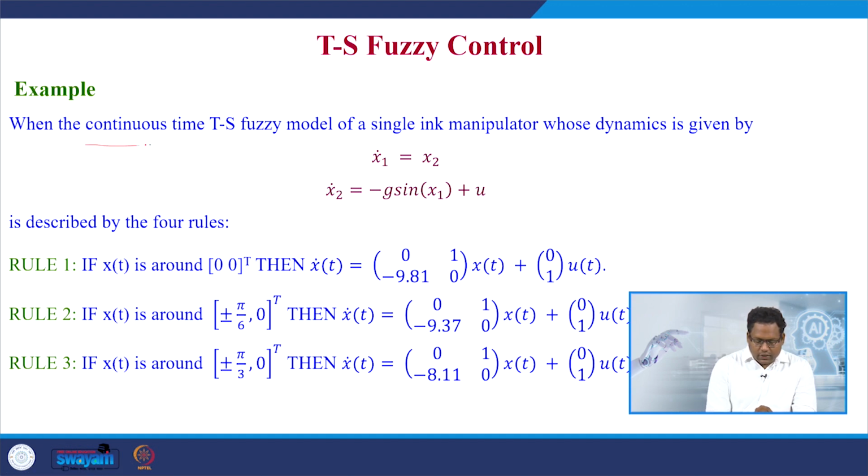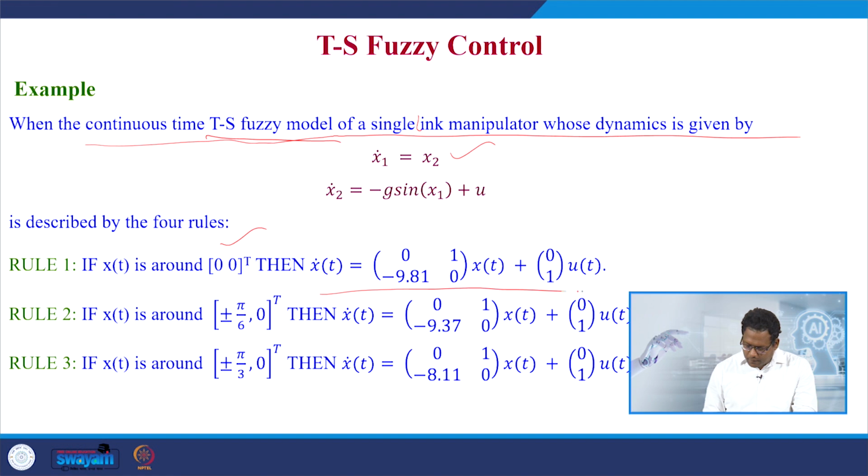that when the continuous TS fuzzy model of a single link manipulator whose dynamic model is given by x1 dot equal to x2 and x2 dot equal to minus g sin of x1 plus u is described by the 4 equations or 4 rules, because the 4 rules are the building block of a TS fuzzy model for the single link manipulator, where rule 1 states that if x of t is around the point 0 comma 0, then x dot of t is given by 0 1 minus 9.81 0 x of t plus 0 1 u of t.